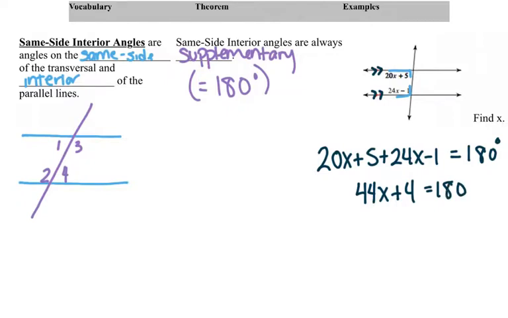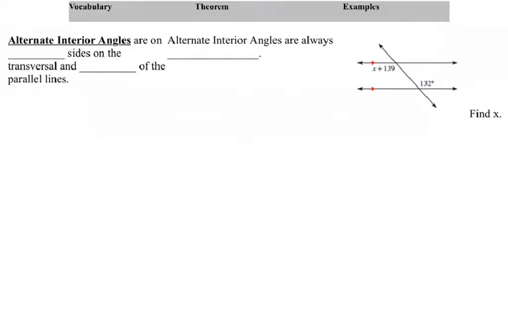I'm going to move the positive 4 over by subtracting 4 from both sides. And then I'm going to get rid of the 44 by dividing by 44 on both sides. So 176 divided by 44, x equals 4. Alright.